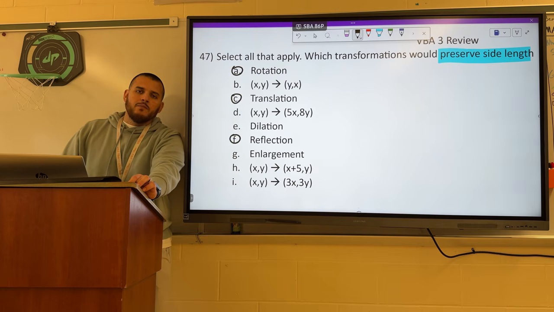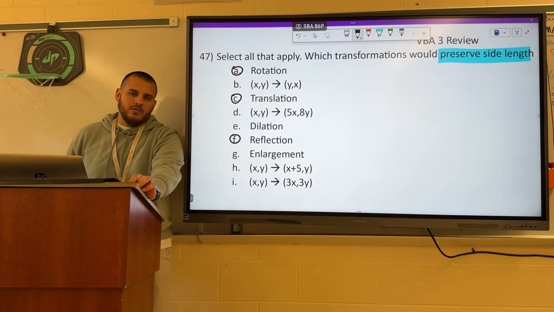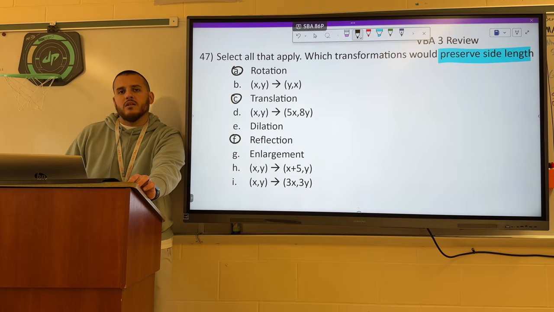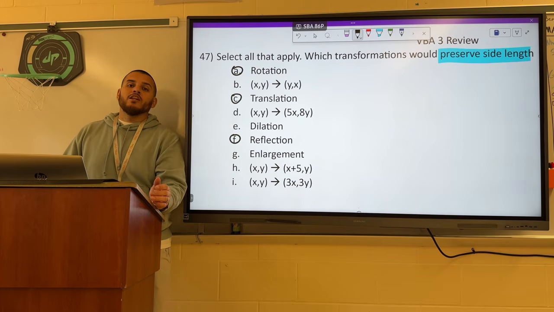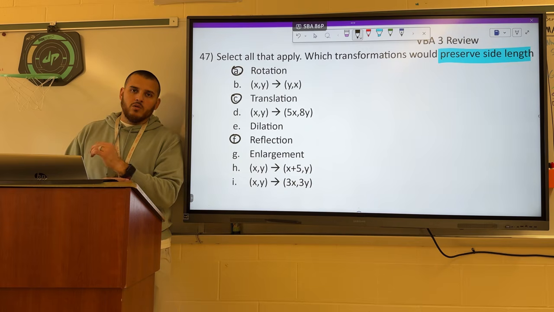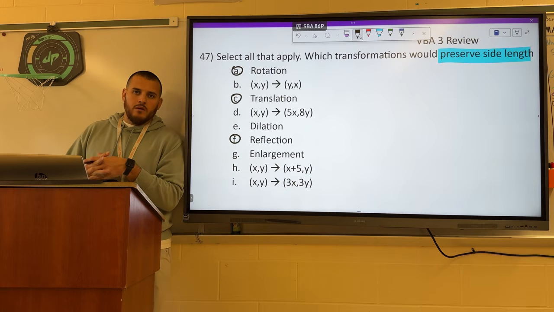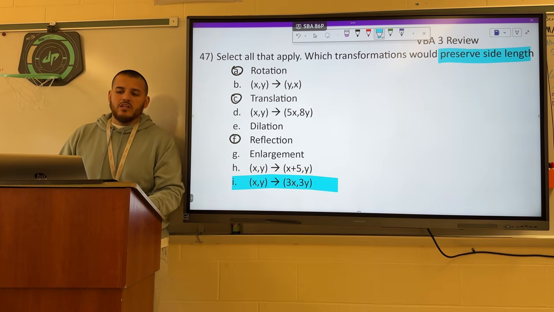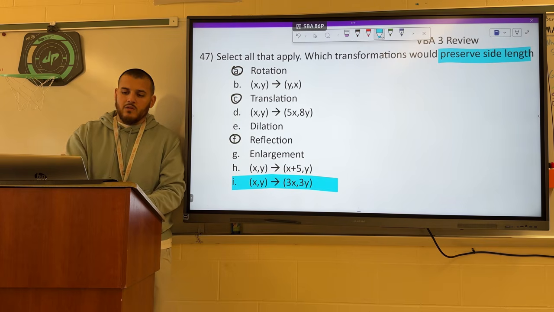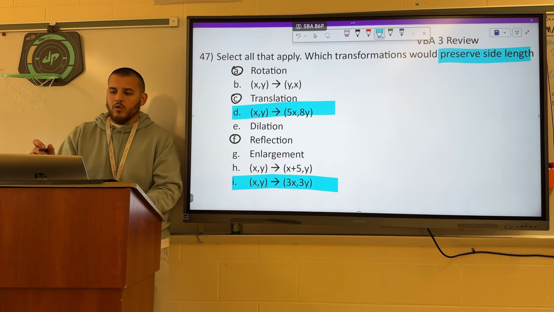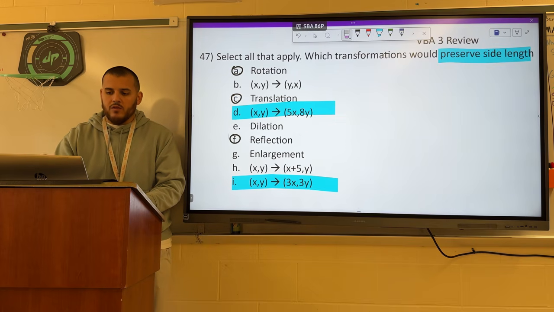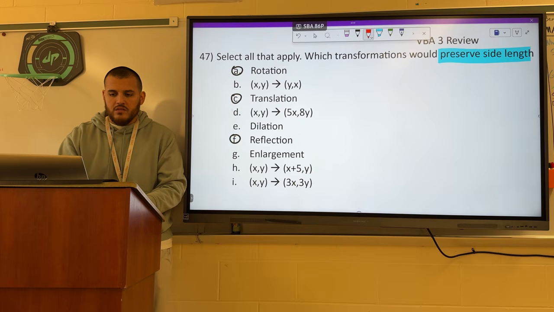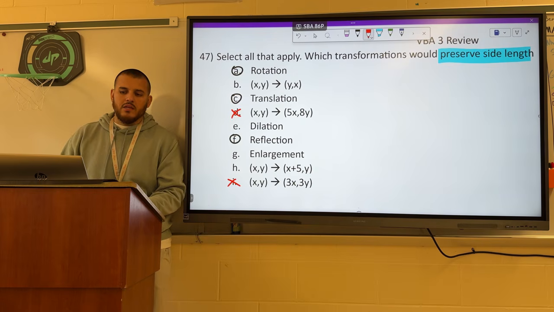Then we have some function notations thrown in there. We just need to understand how this works. If you multiply coordinates by a number, you are enlarging it if that number is more than 1, and you're reducing it if that number is less than 1. So examples like that, function notation would make the shape bigger. So would this one, it would make the shape grow in size. And therefore those do not preserve side lengths because the side lengths are going to get bigger.